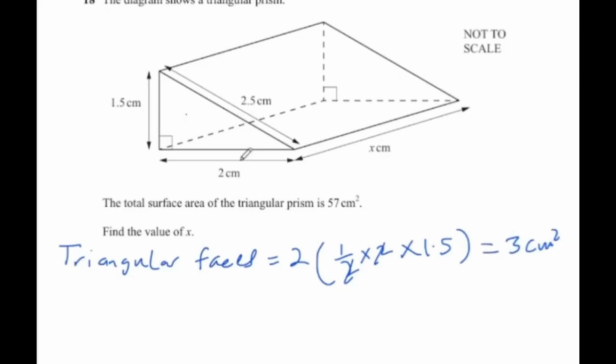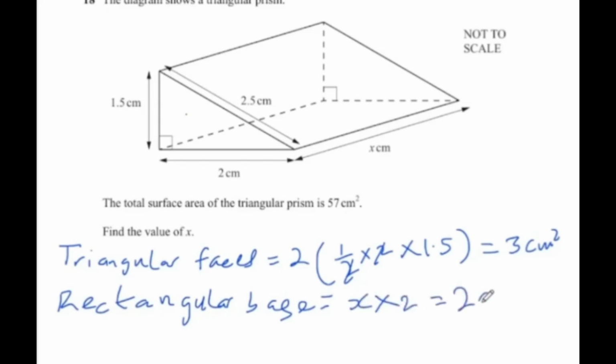Okay, then the rectangular base. The area of the rectangular base is going to be the length of the prism times the width. So that will be x times 2, which gives us 2x centimeters squared. So we have 2x centimeters squared. Okay, so we are done with this.